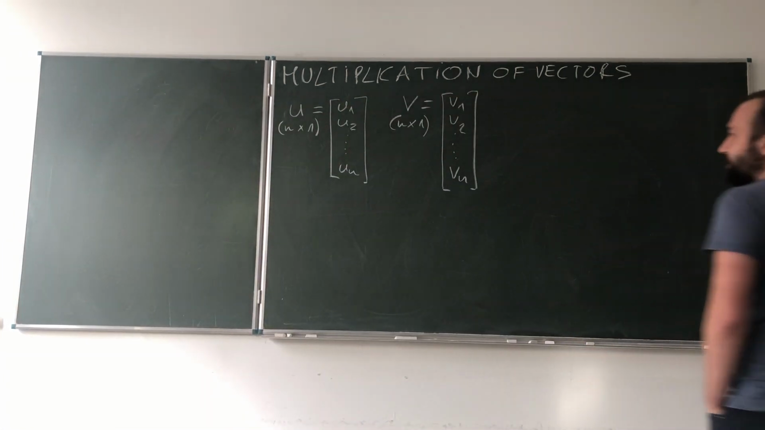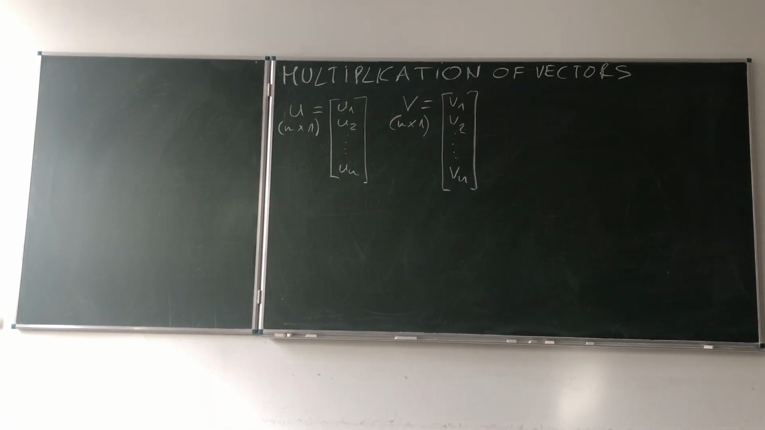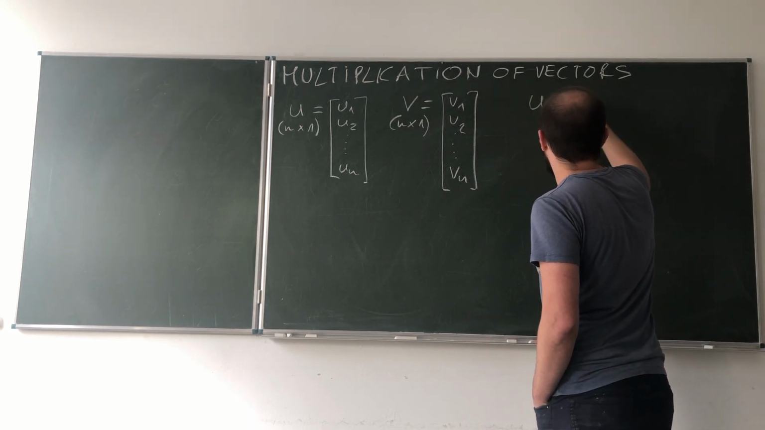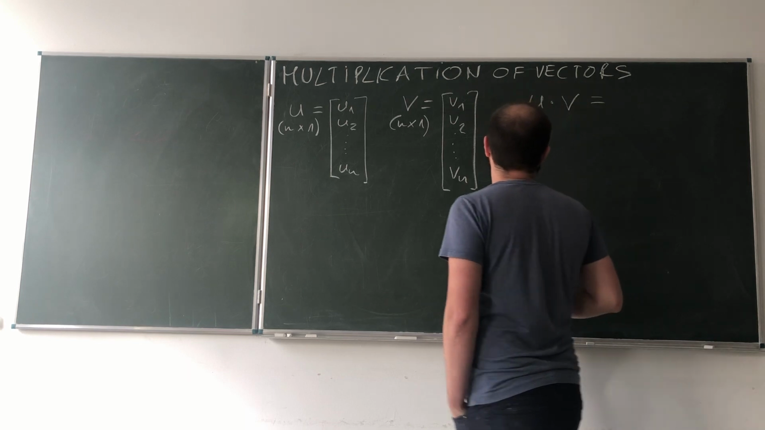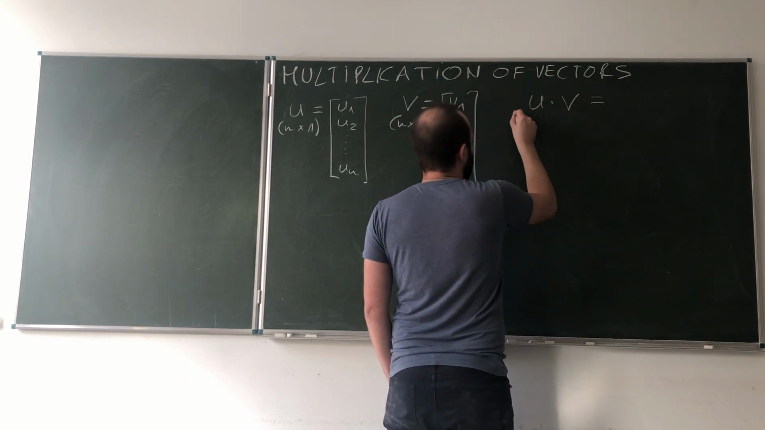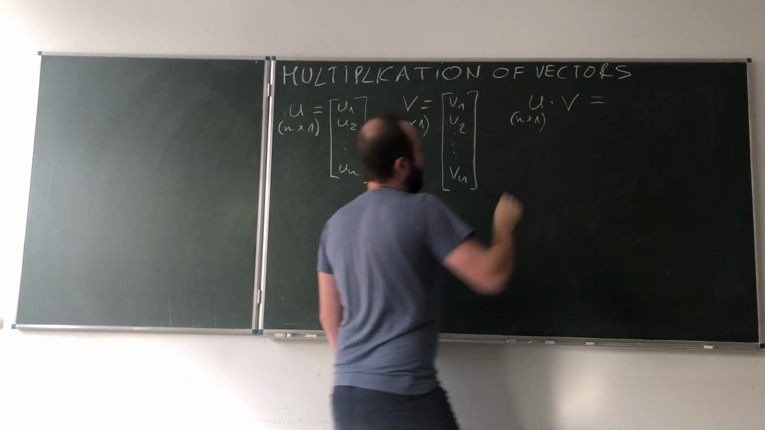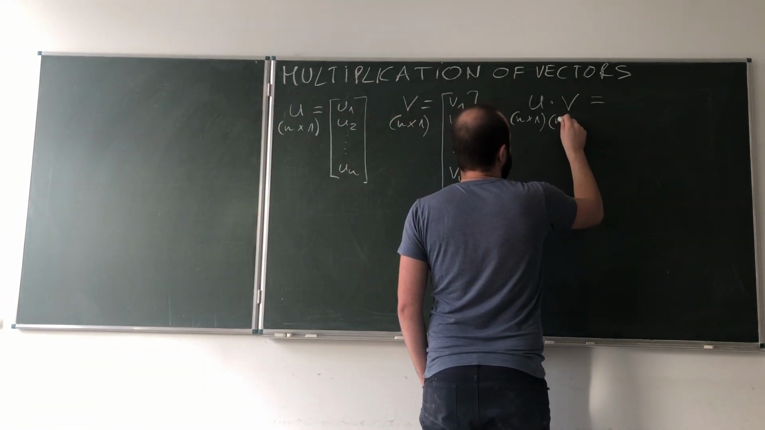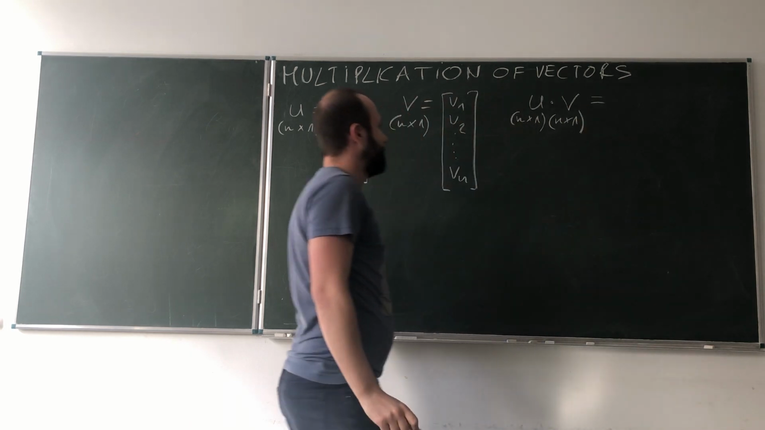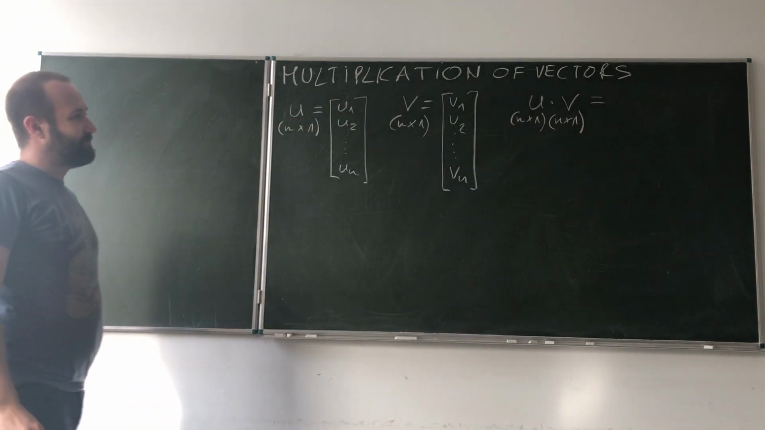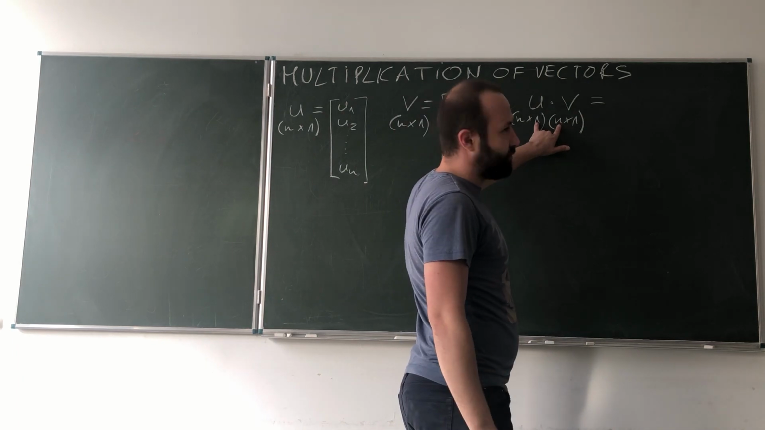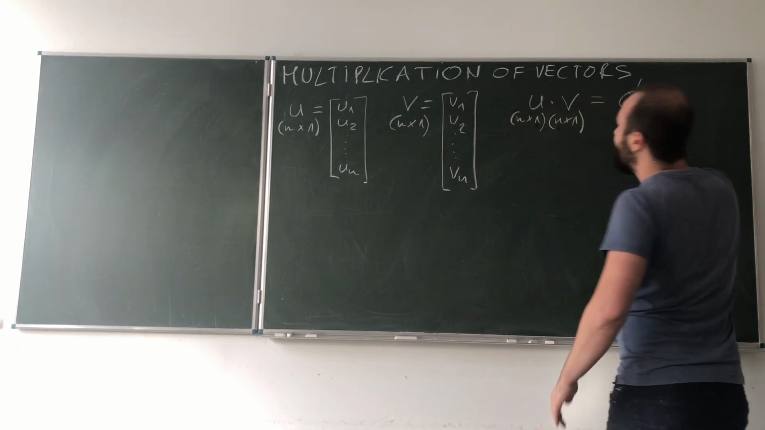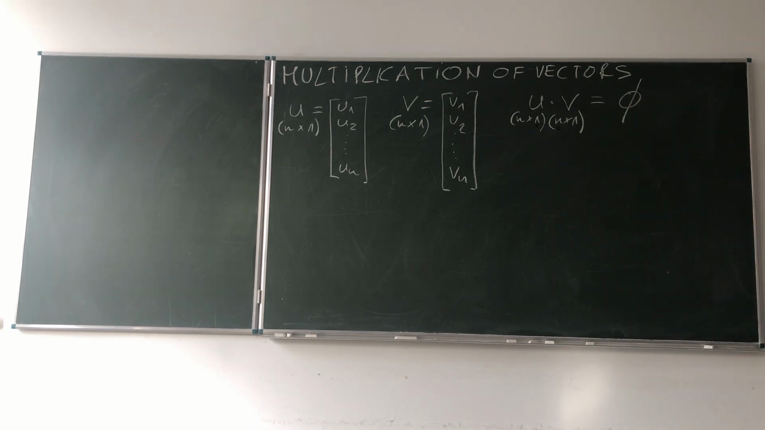Now let's see if we can multiply those vectors. Okay, so u times v equals, what do we see here? Well, the first one has dimension n by 1. Well, the second one has also dimension n by 1. Can we multiply them? Well, we clearly see that those two are different numbers, so definitely we cannot multiply those two vectors.